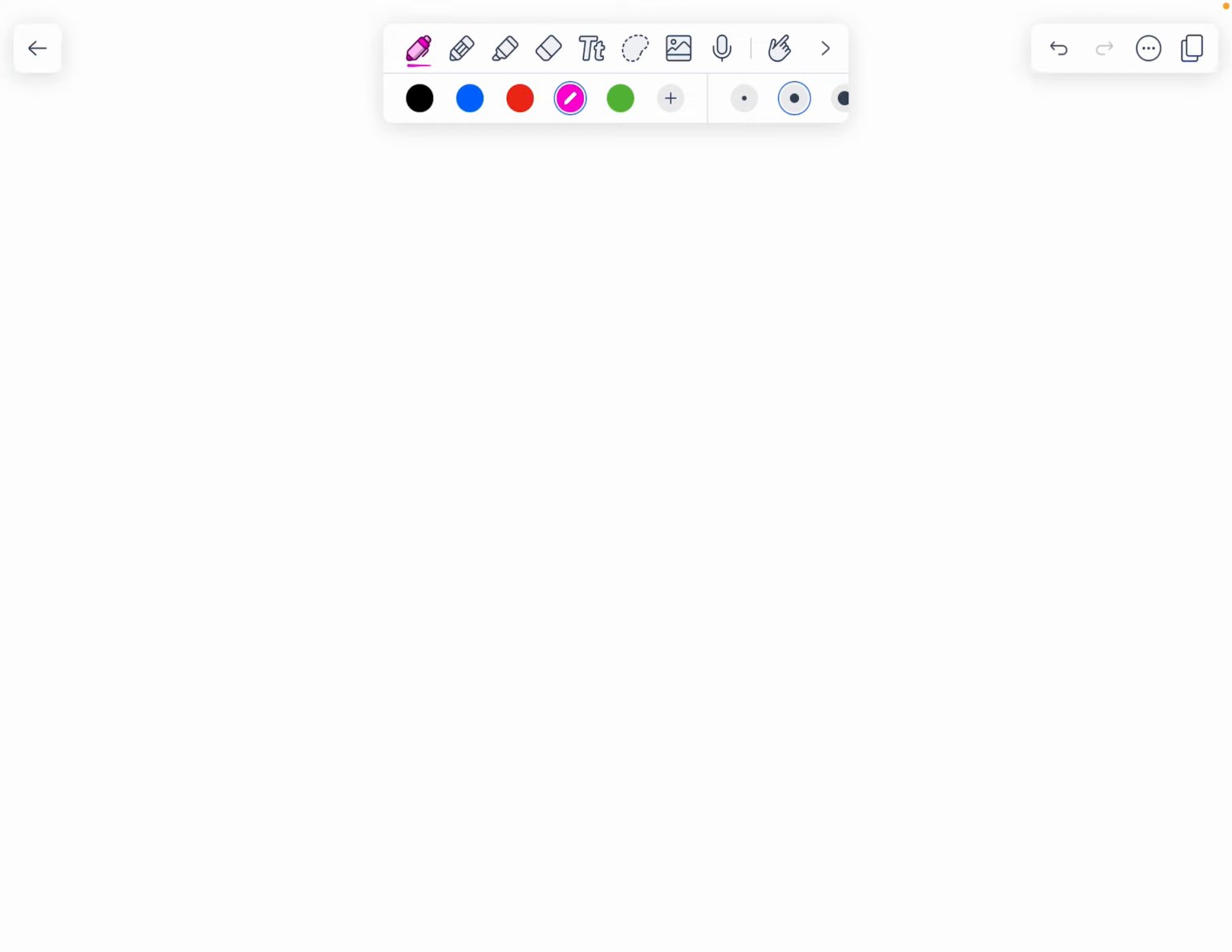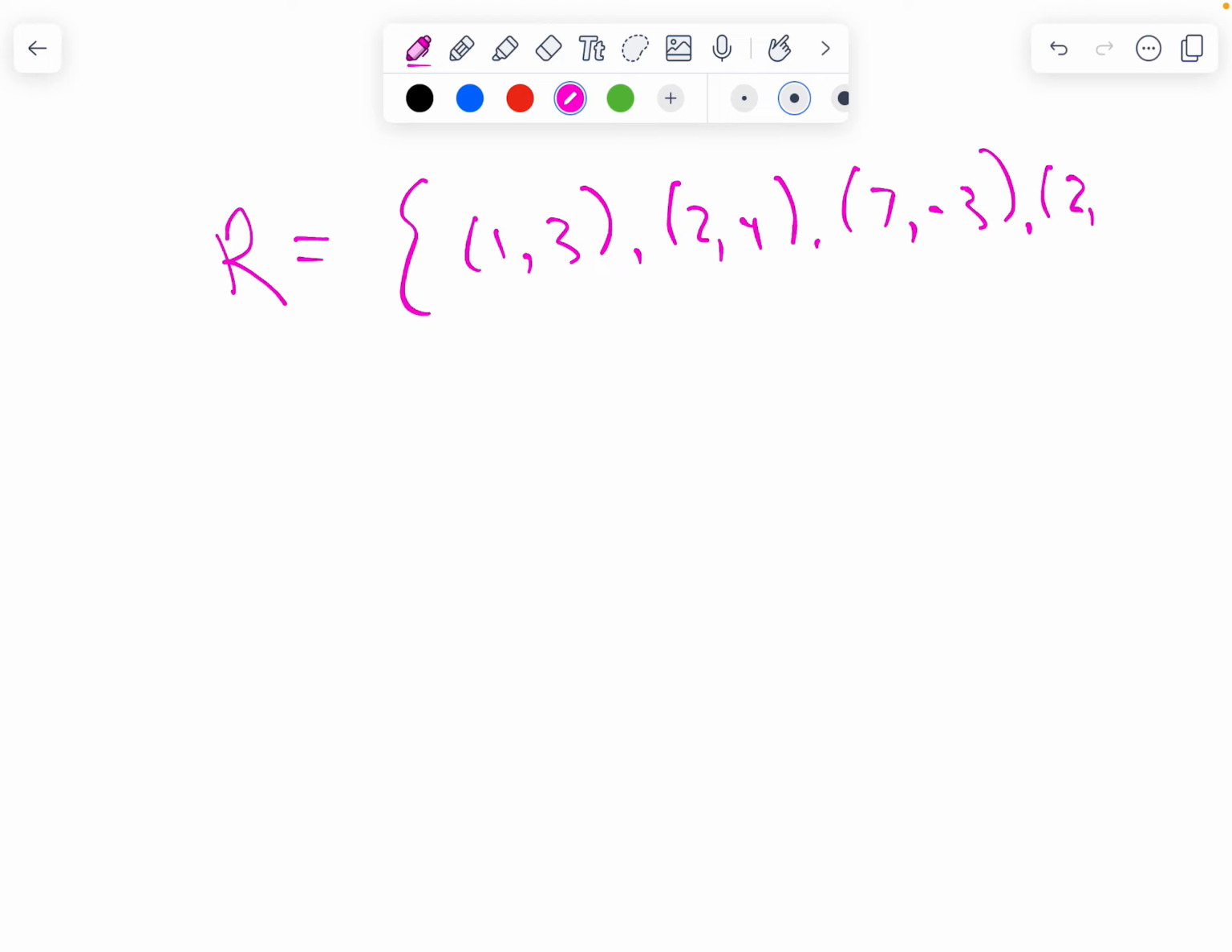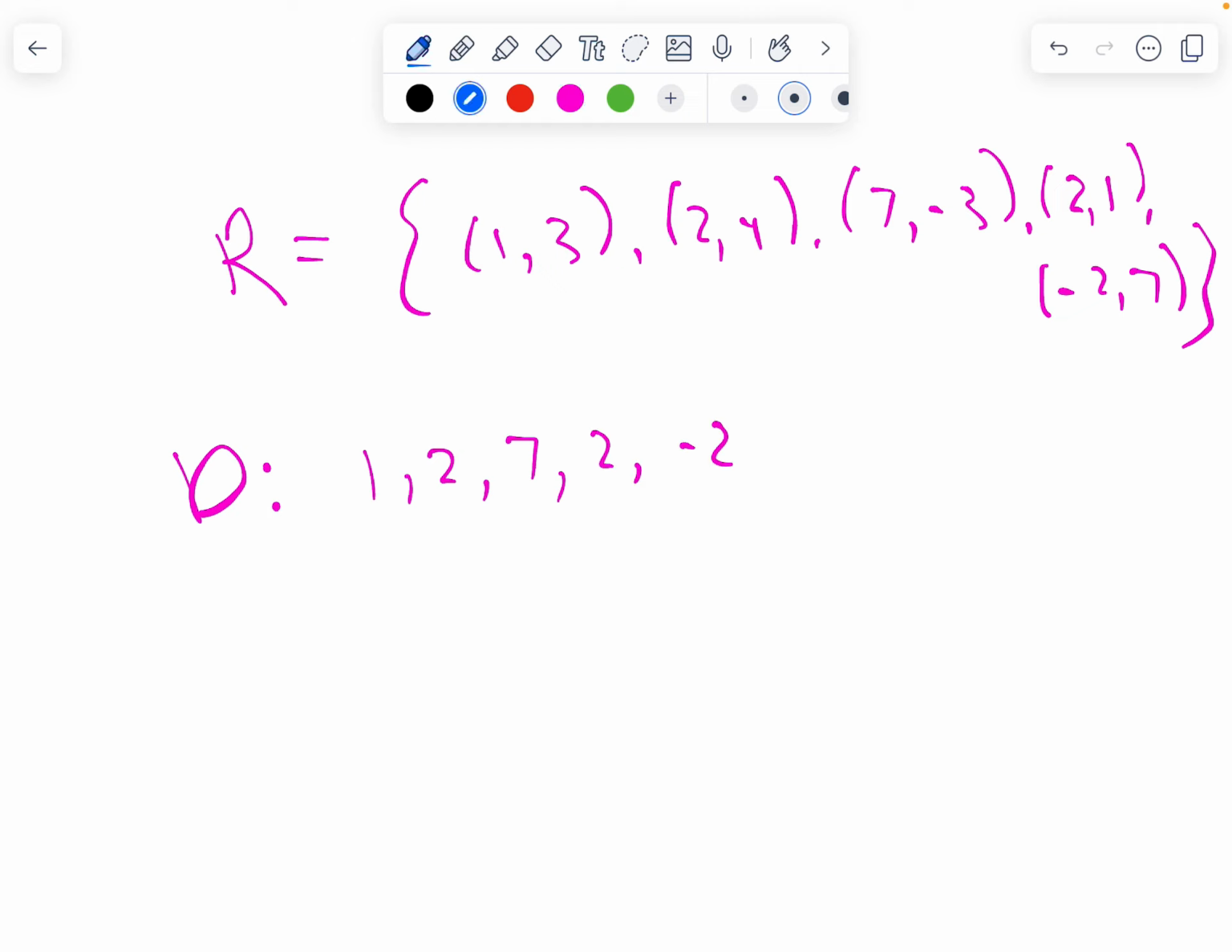Okay, so question 6 will say something like this. You have this relation that is defined as (1, 3), (2, 4), (7, negative 3), (2, 1), and (negative 2, 7). And it's asked for the domain. Domain is just the x values, so we just list them: 1, 2, 7, 2, negative 2. Go ahead and take out any duplicates. Here the duplicate is 2. So you would just write 1, 2, 7, negative 2. Now the range is going to be all the y values, which is 3, 4, negative 3, 1, 7. There aren't any duplicates here, and so the range is done. Now the question asks, is this a function? And the answer to that is no, because of that repeated x value.